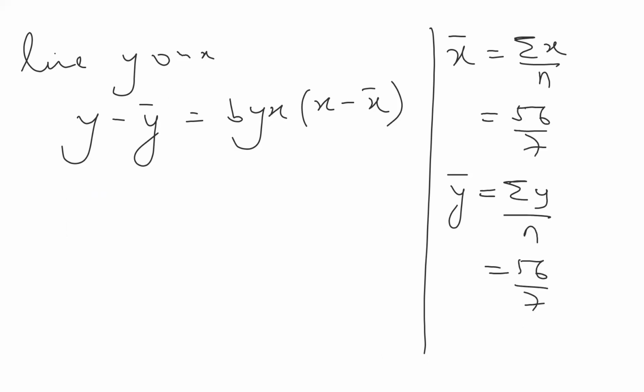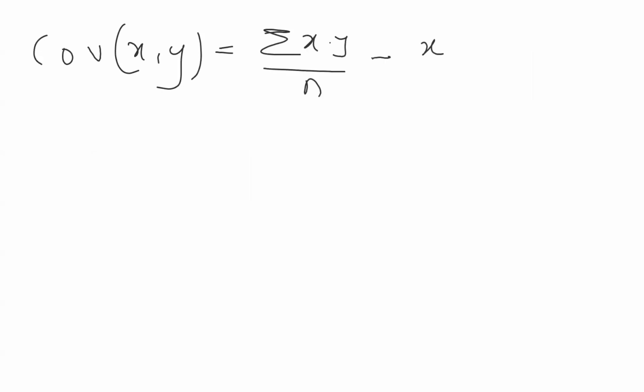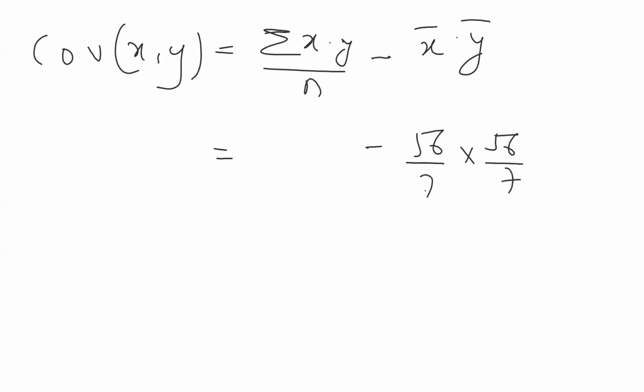Okay, so this is equation number 1. Then regression coefficient of y on x is byx. So byx is equal to covariance of xy upon standard deviation of x square. Equation number 2. Fine. So covariance between xy is summation xy upon n minus x bar y bar. This is what we have been doing since the first problem today, right? So this is 56 upon 7 into 56 upon 7. Okay, and this is also 7. Summation xy, we'll have to prepare that column.